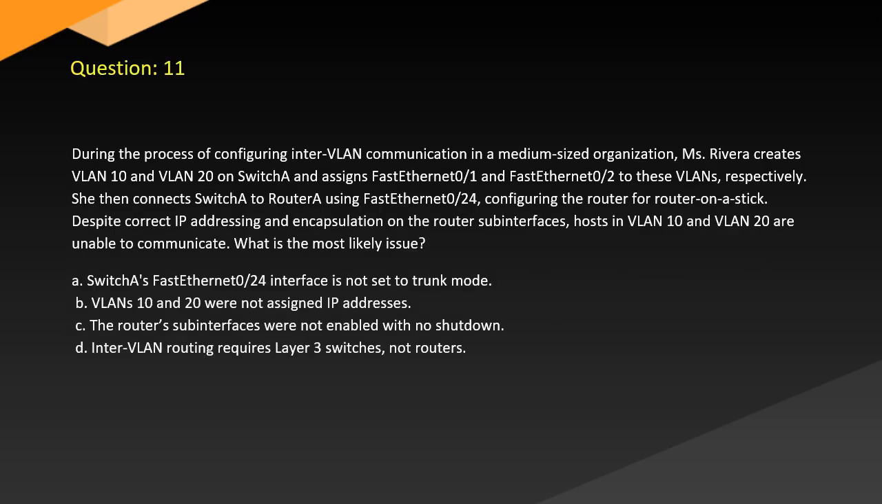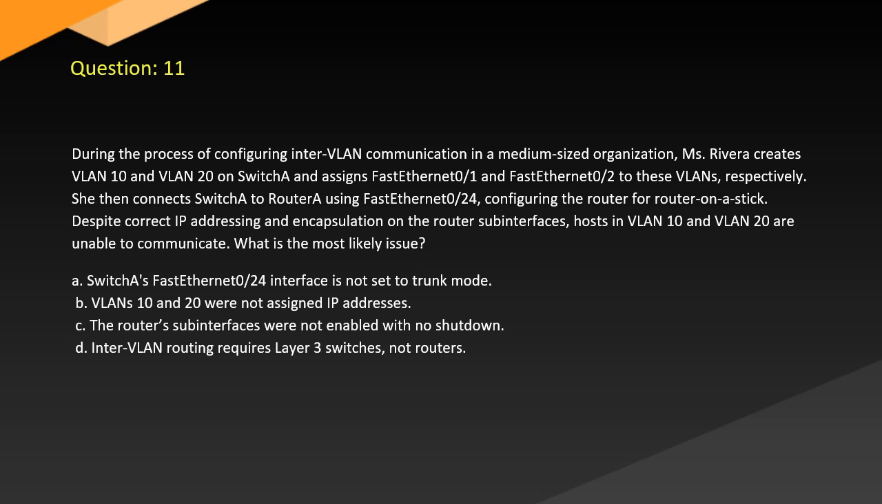Question 11. During the process of configuring inter-VLAN communication in a medium-sized organization, Rivera creates VLAN 10 and VLAN 20 on the switch and assigns FastEthernet interfaces to these VLANs, respectively. She then connects the switch to the router using FastEthernet 0/24, configuring the router for router on a stick. Despite correct IP addressing and encapsulation on the router subinterfaces, hosts in VLAN 10 and VLAN 20 are unable to communicate. What is the most likely issue?